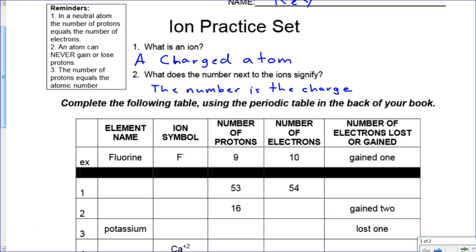The other thing here is that the way that you know how many protons something has is its atomic number on the periodic table. The atomic number is its number of protons. So the number of protons for an element is sort of like its identity.